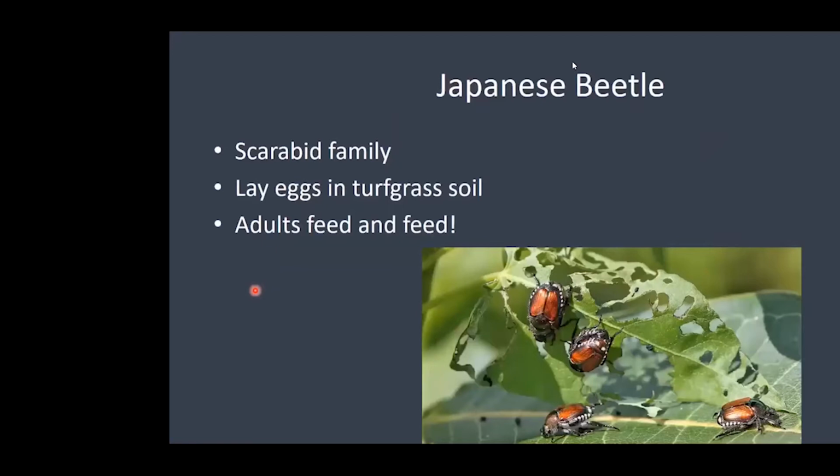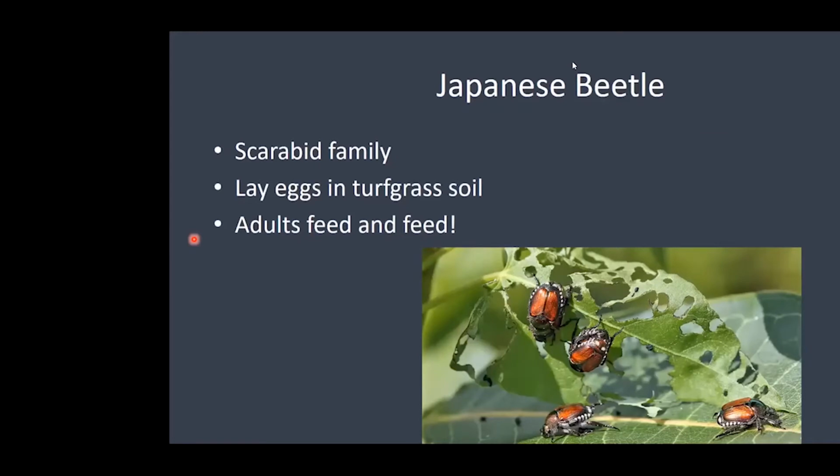What it does is it lays its eggs in oftentimes turf grass soil. So a lot of times if master gardeners are renovating an area to put a raised bed in or to put in a garden plot or food plot, you've got to be careful if you're changing it from a turf grass area to a garden area, because you're most likely going to have those Japanese beetle eggs under that soil that are just going to come up and start munching on your garden as well.